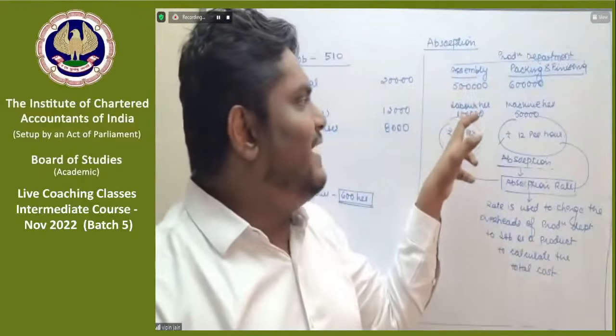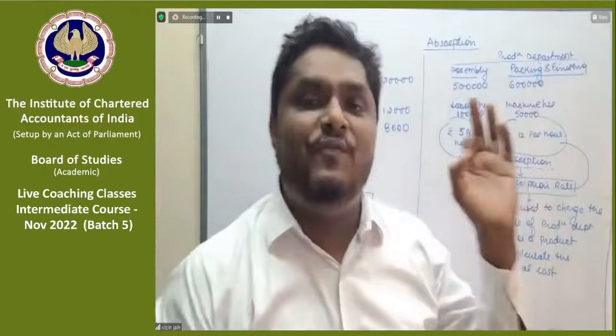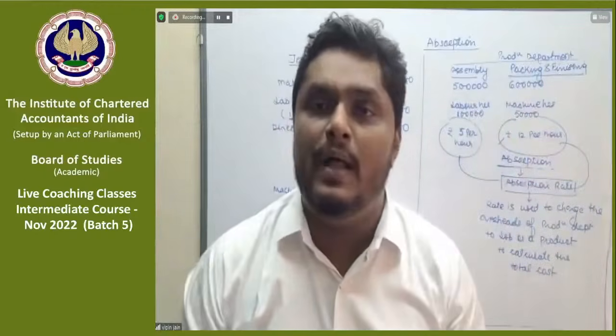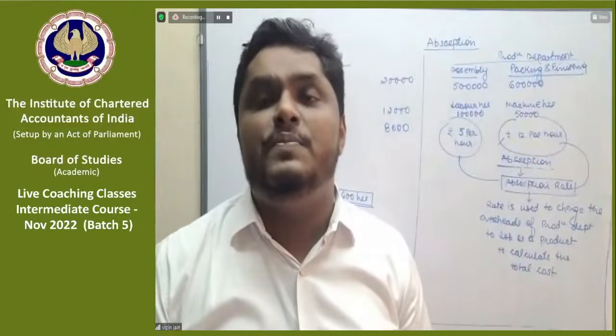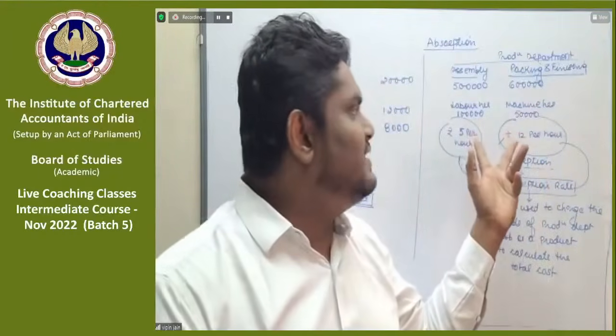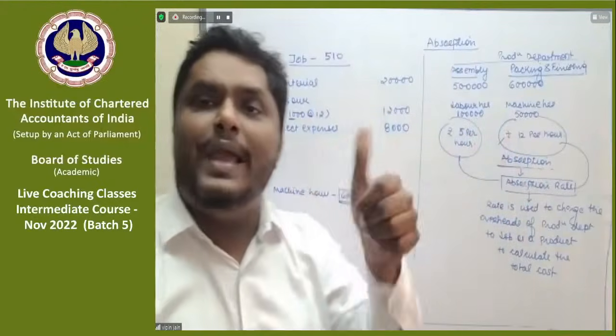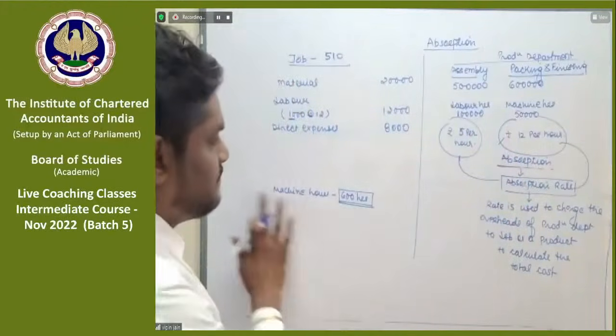How come? 5 lakh divided by 1 lakh is 5 rupees per hour, and 6 lakh divided by 50,000 hours is rupees 12 per hour. So this is how we calculated the absorption rate. Now with the help of this absorption rate, we will charge the overheads of these two production departments to this job to calculate the cost of the job. How come?